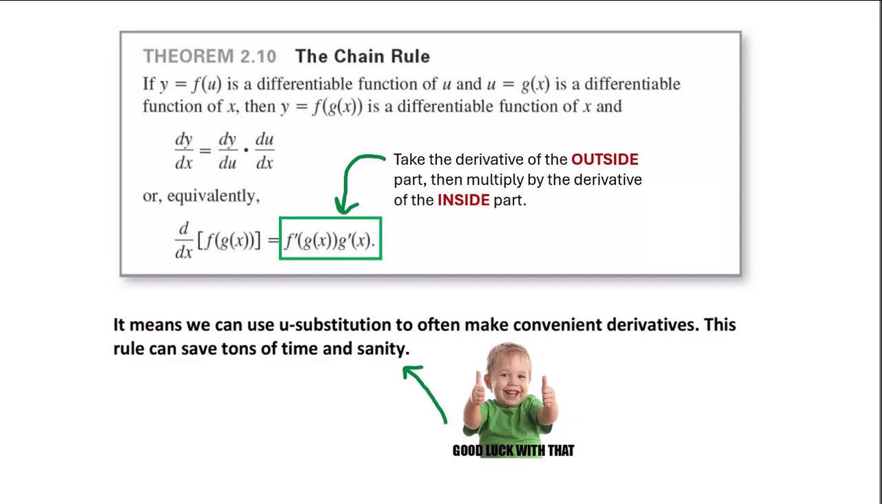Okay, here's the actual chain rule. And notice I highlighted the bottom part of it here and then added a little bit to the notes. Really, all this is saying is take the derivative of the outside part, that'll make more sense in a minute, and multiply it by the derivative of the inside part. So all this is really saying is we're working our way from the outside in.